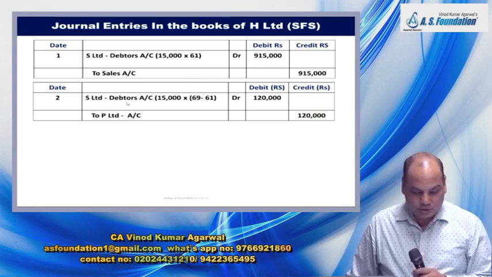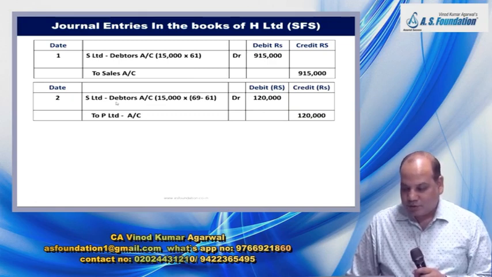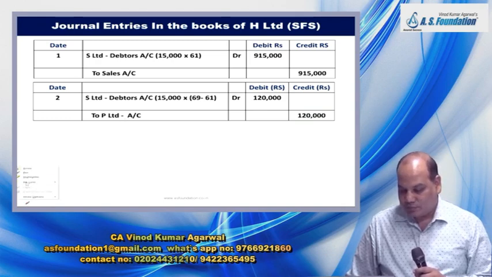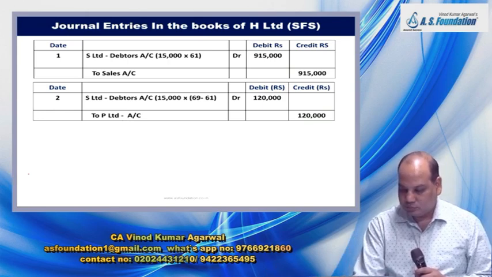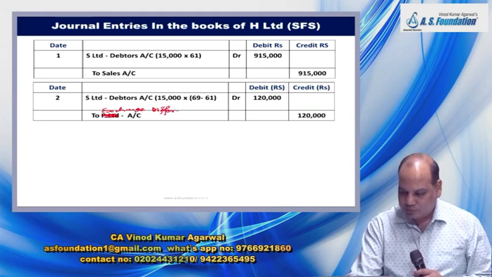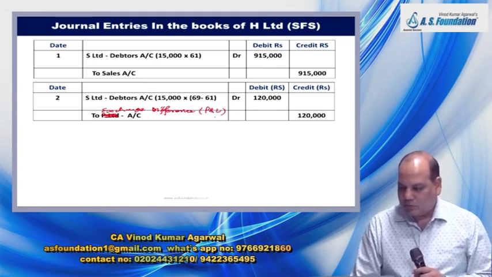And then second entry, write down year end. Now the rate has gone from 61 to 69. S Limited debtor account debit to exchange difference (P&L account) to exchange difference 1,20,000. Done.